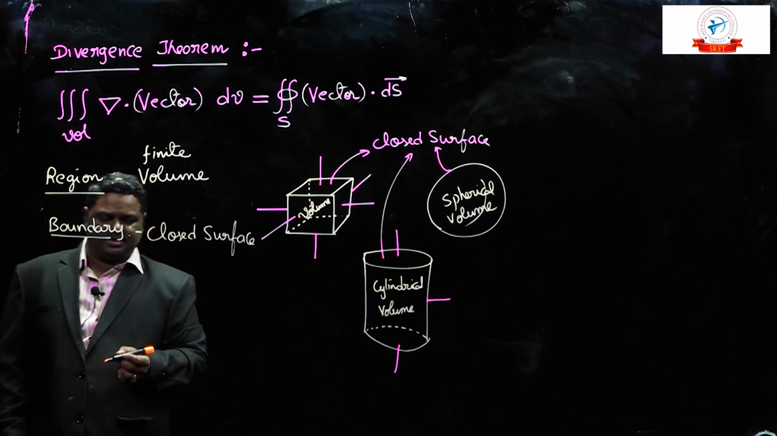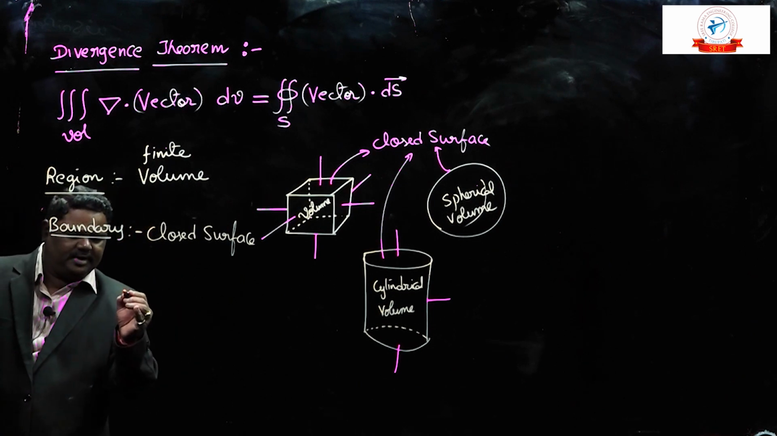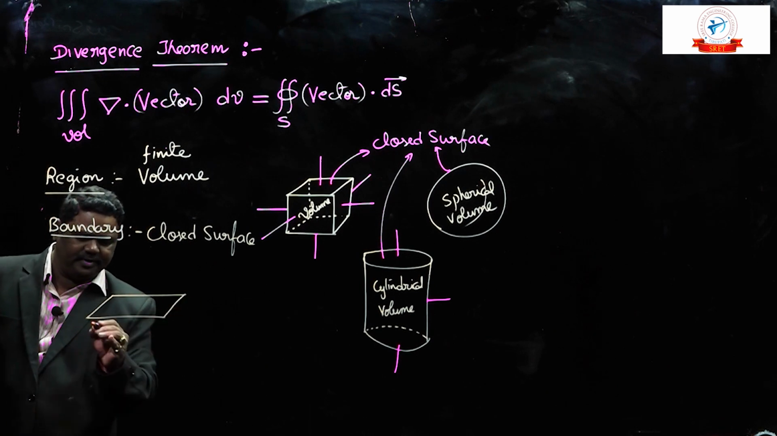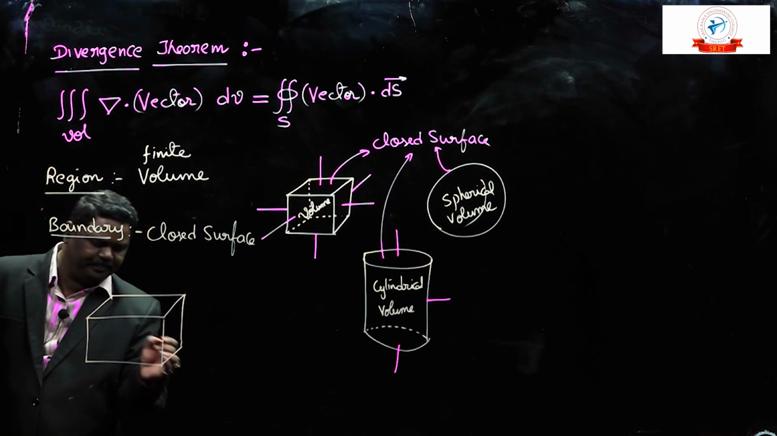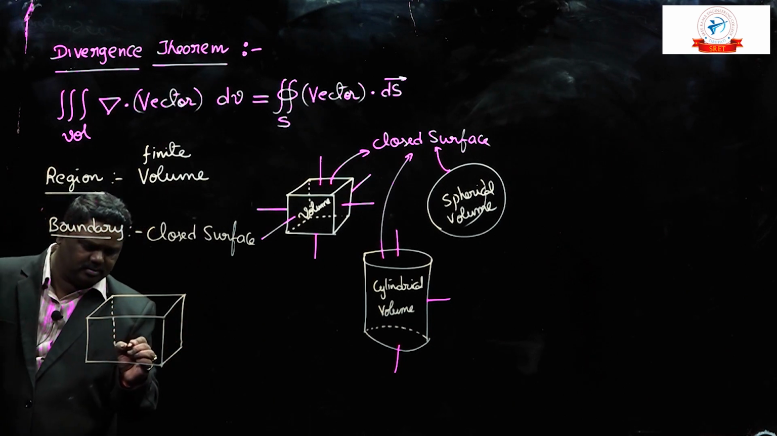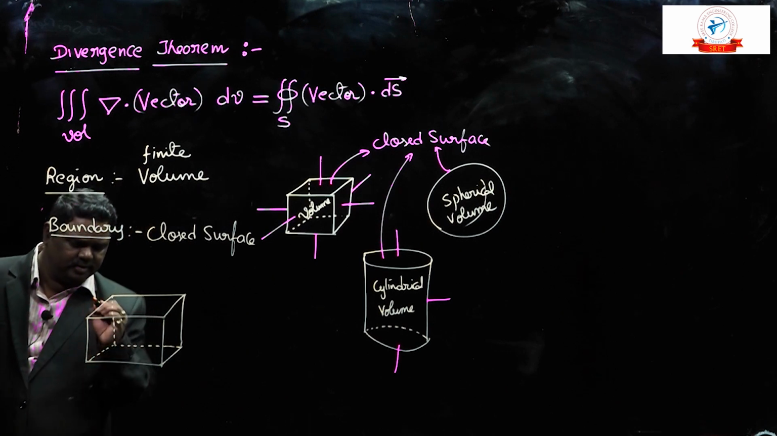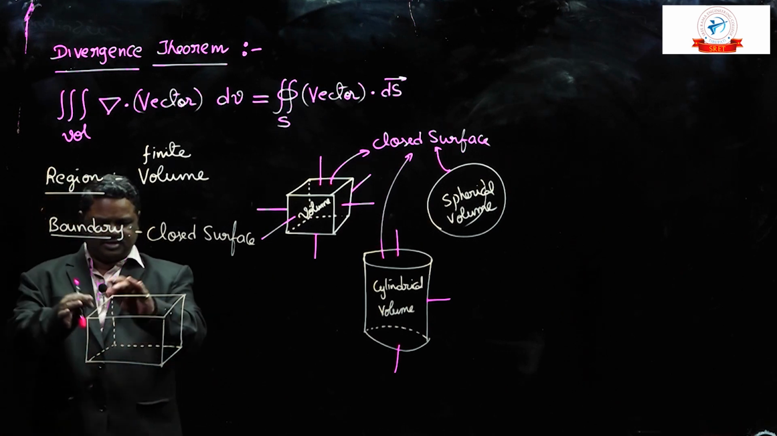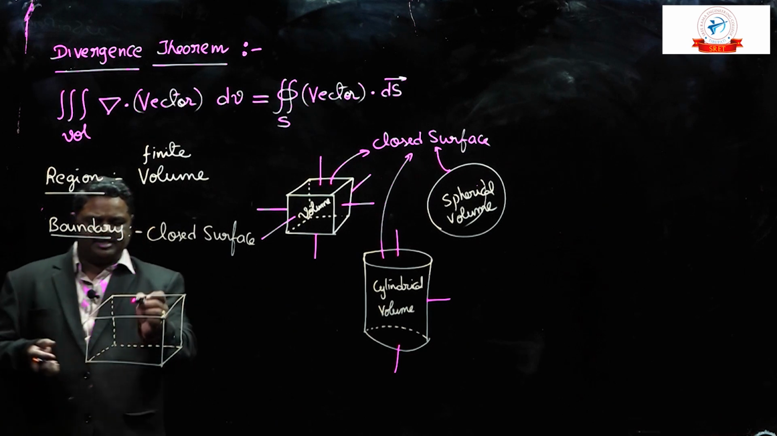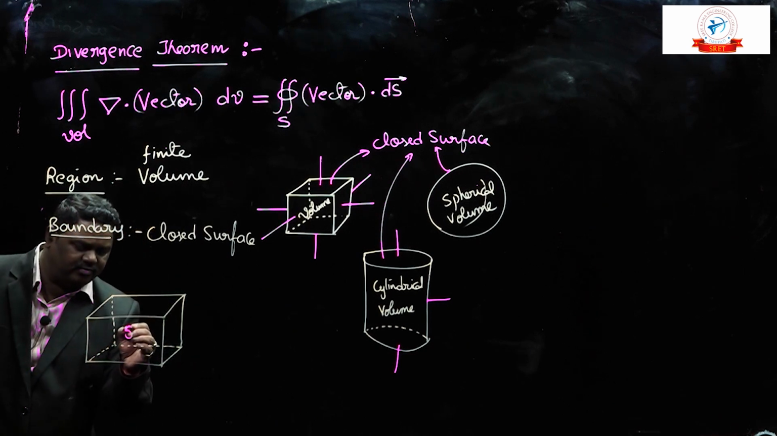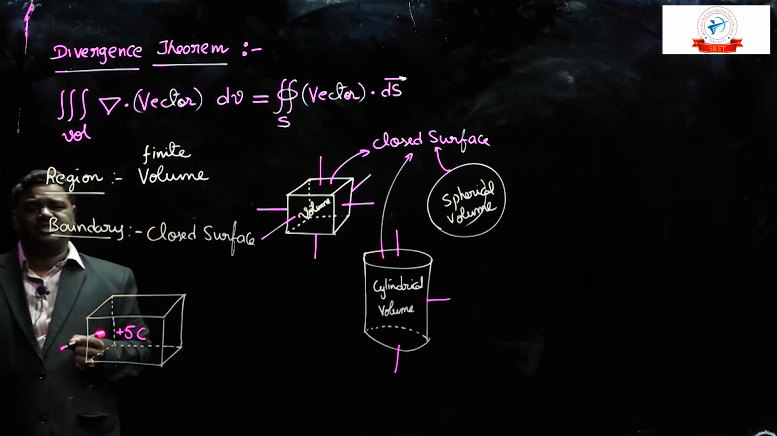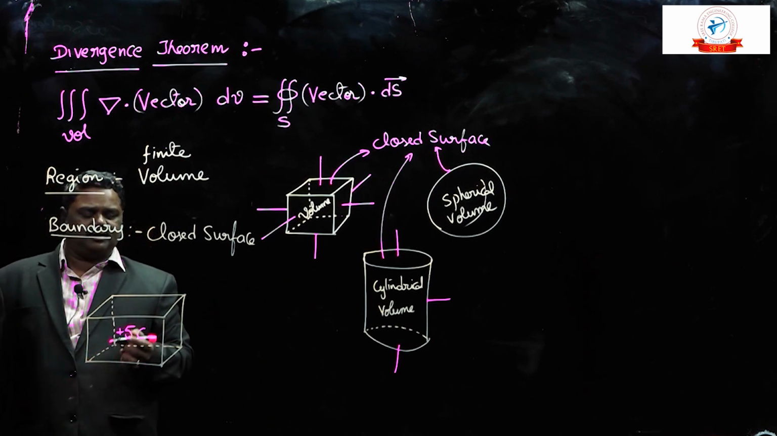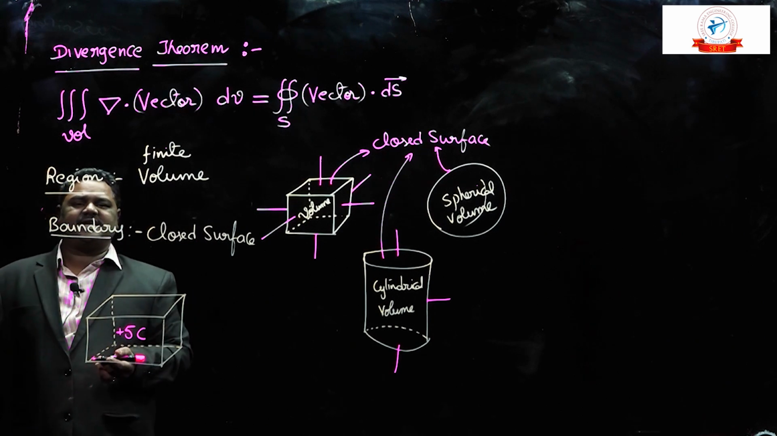Let me choose a cubical volume. Sorry, not cylindrical, cubical volume. Let us consider this closed surface, or volume. Inside this box, I consider there is a charge of plus 5 coulombs. You know that the charge will exhibit an electric field; the field present around the charge is an electrostatic field.